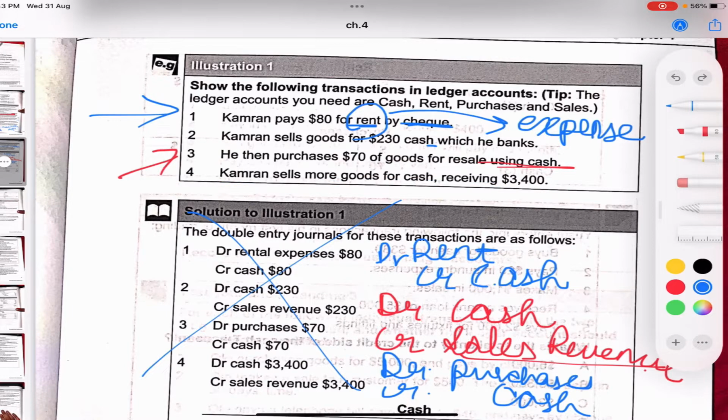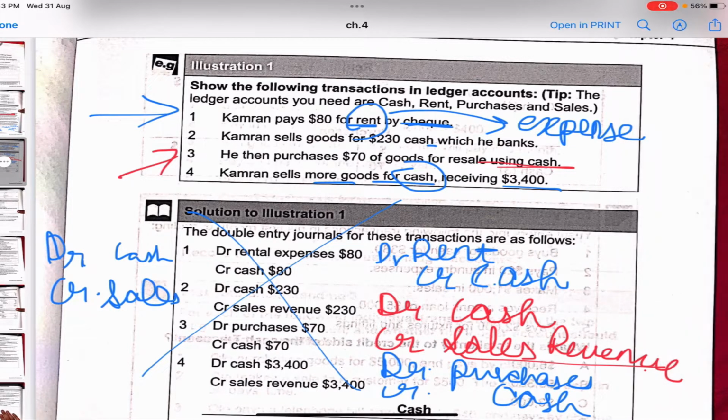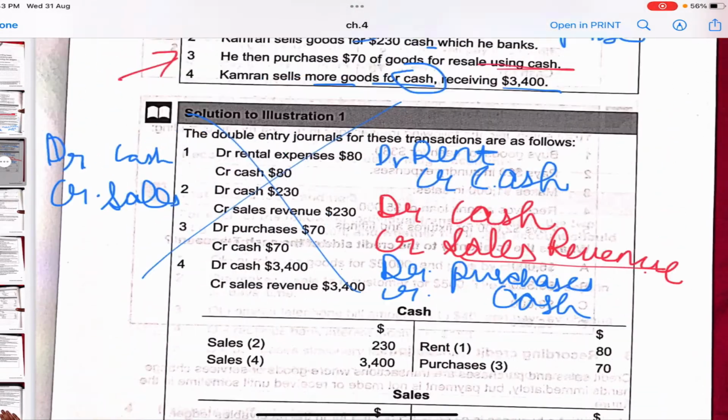Hope that is clear. Now let's see the last one. Kamran sells more goods for cash, receiving 3,400. So when he sells something, what happens? Cash comes in, asset is increasing, so you debit the cash. You debit the cash and you credit the sales revenue. So that's it. I hope you're clear with this illustration. This is some basic stuff.